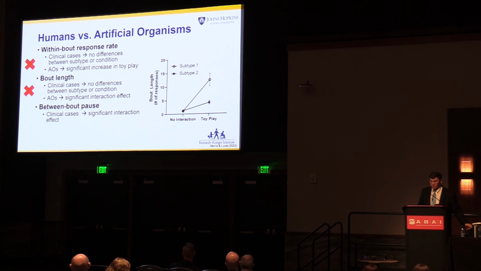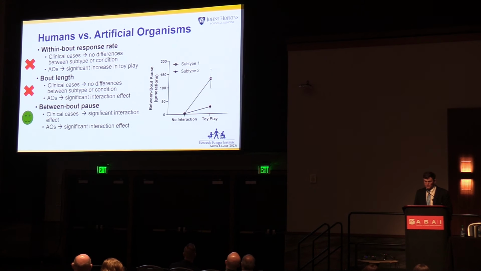And finally, for our between-bout pauses, with the clinical cases, we saw a significant interaction effect. Increasing the level of background reinforcement in the toy play condition increased the duration of pauses in between bouts, but only for subtype 1 SIB, not for subtype 2 SIB. And we did see that pattern with the artificial organisms, so you could say we did replicate that finding.